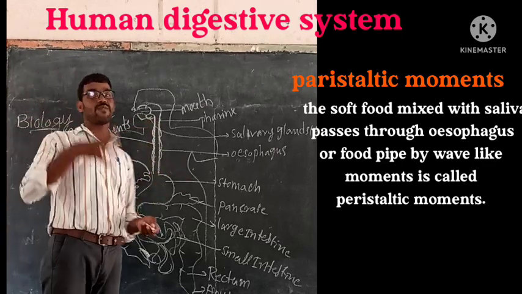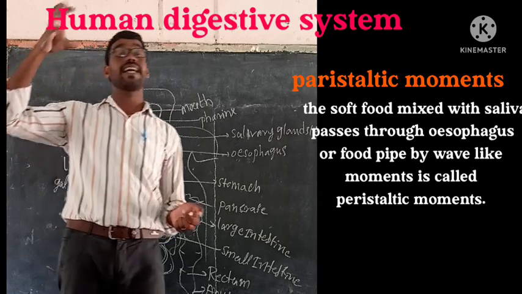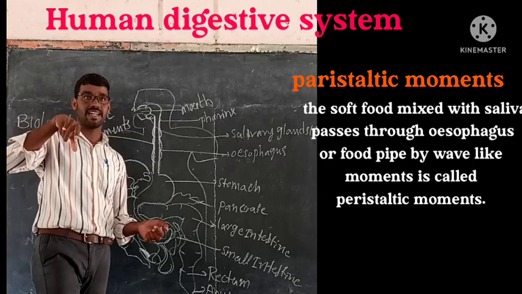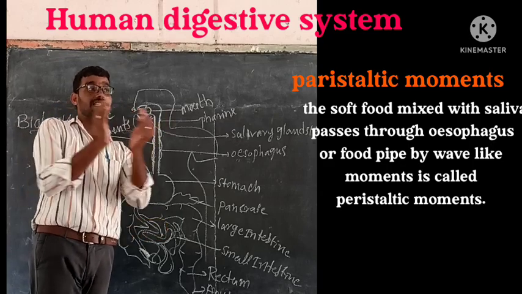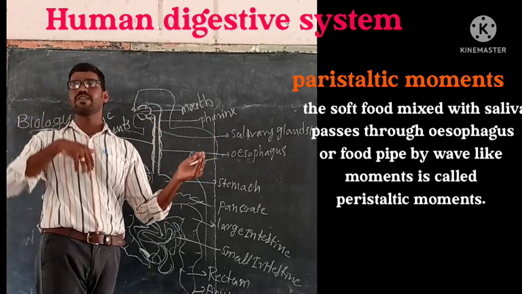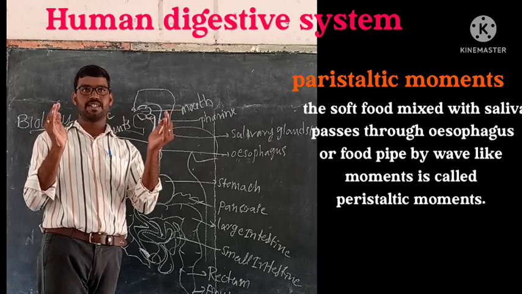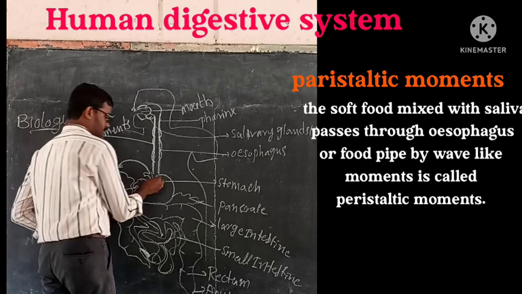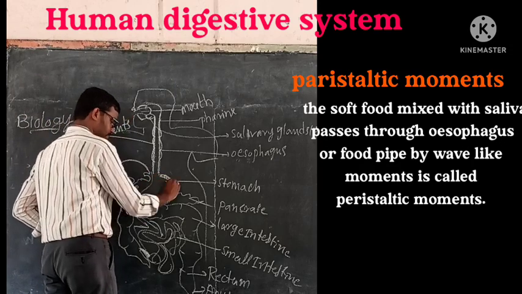The stomach is a packet-like structure, muscular and elastic in nature. So when we are eating food, it expands. That is called elastic in nature. And some glands.